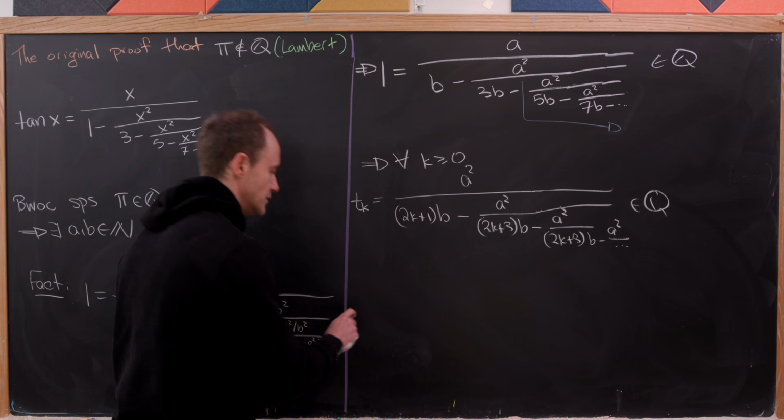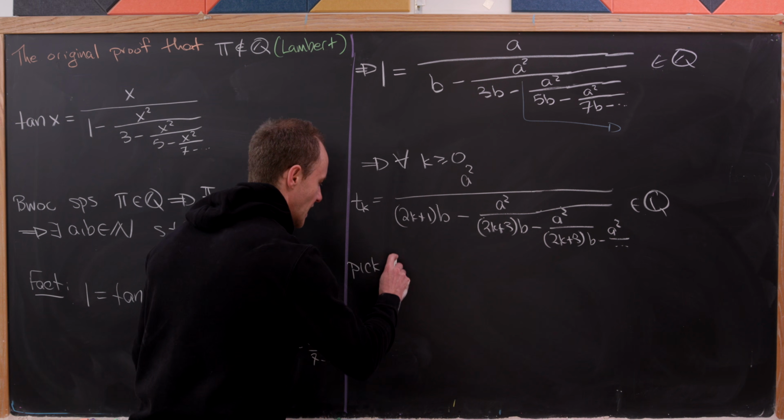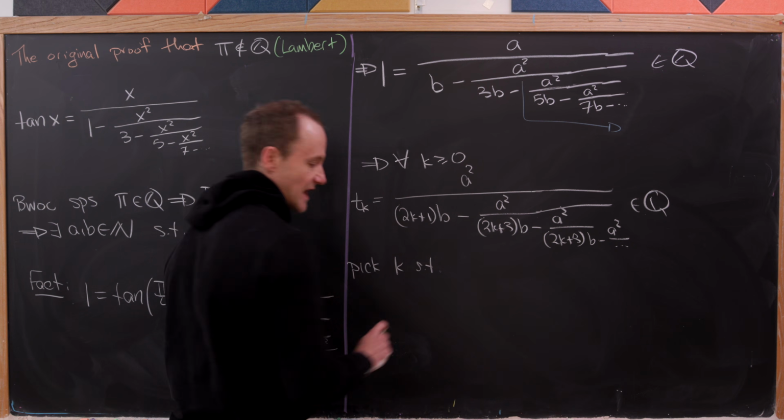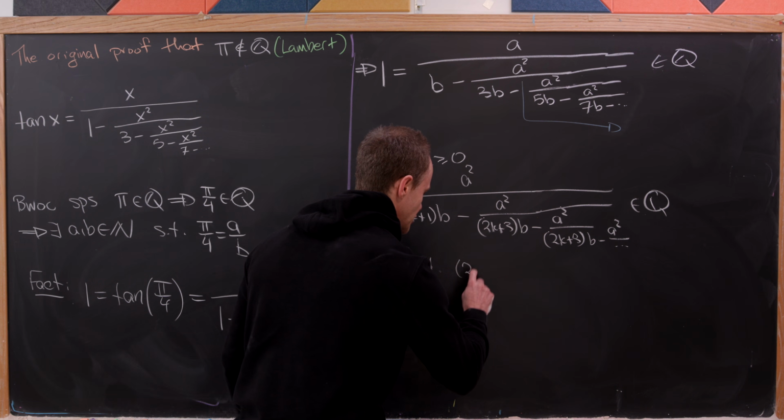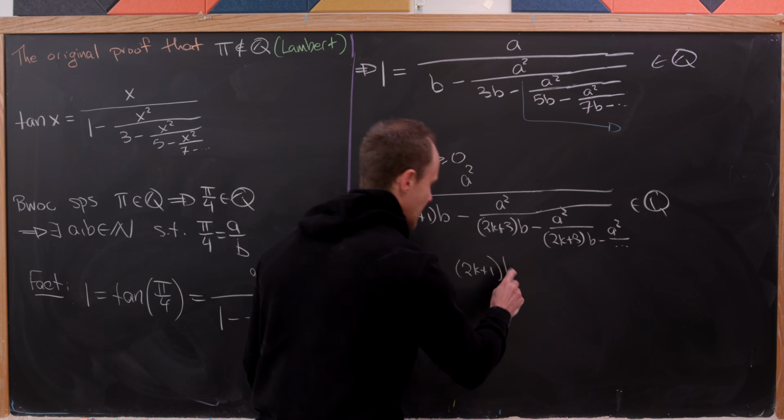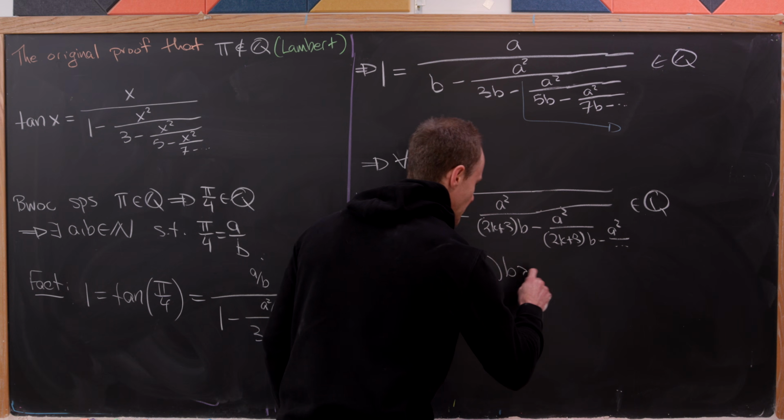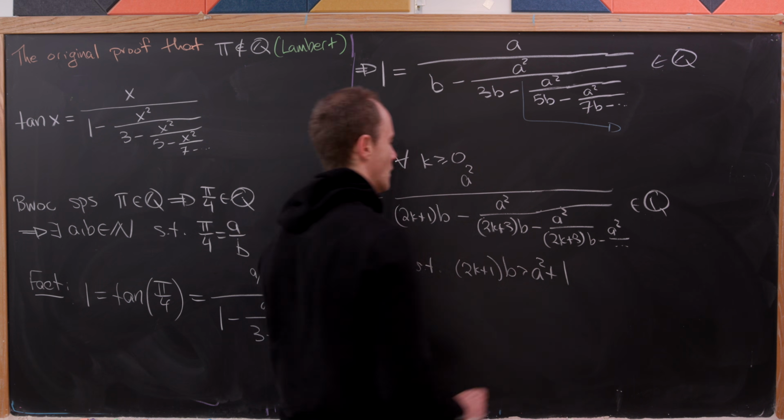Now what I'd like to do is pick a certain k such that we have 2k plus 1 times b is bigger than a squared plus 1.